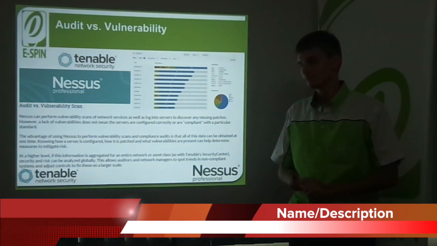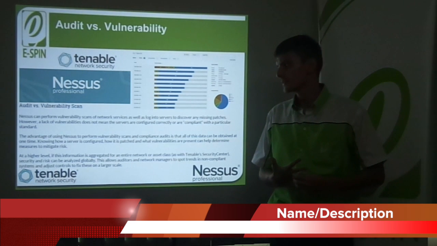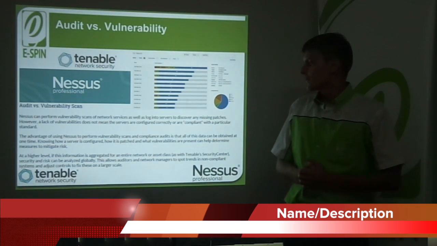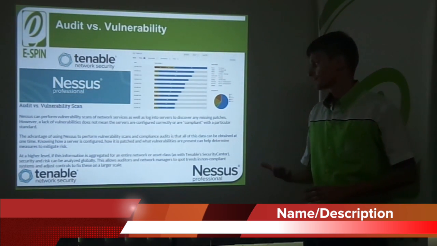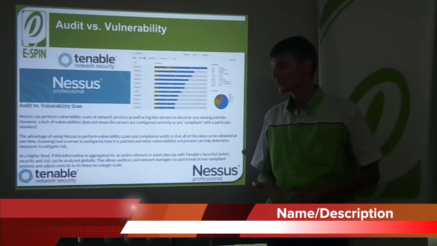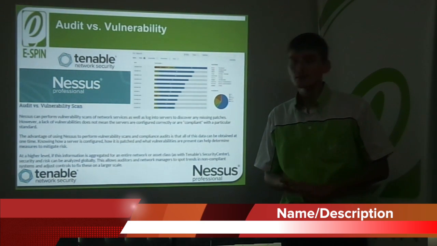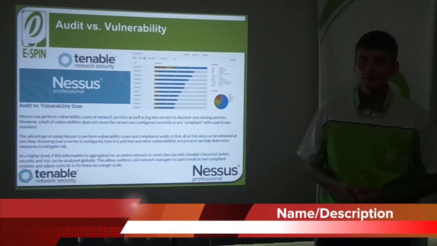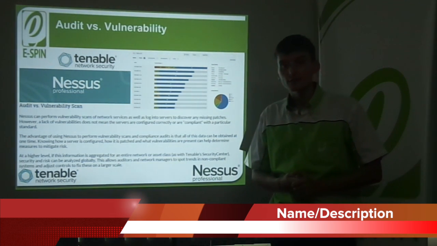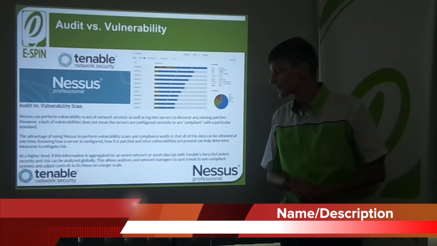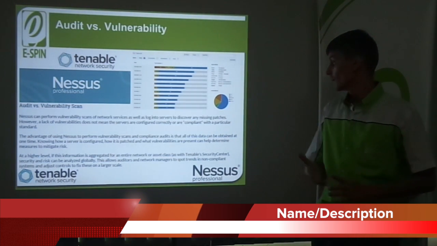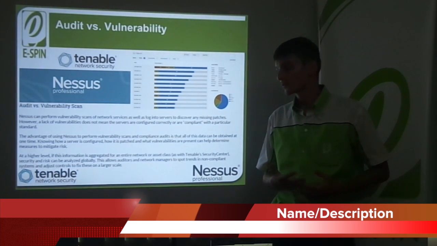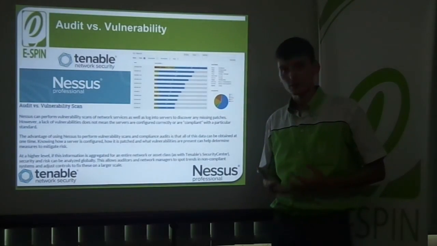At a higher level, if this information is aggregated for an entire network or asset class, security and risk can be analyzed globally. One example of how we can analyze this is with Tenable Security Center. This allows auditors and network managers to spot trends in non-compliant systems and adjust controls to fix this on a larger scale.